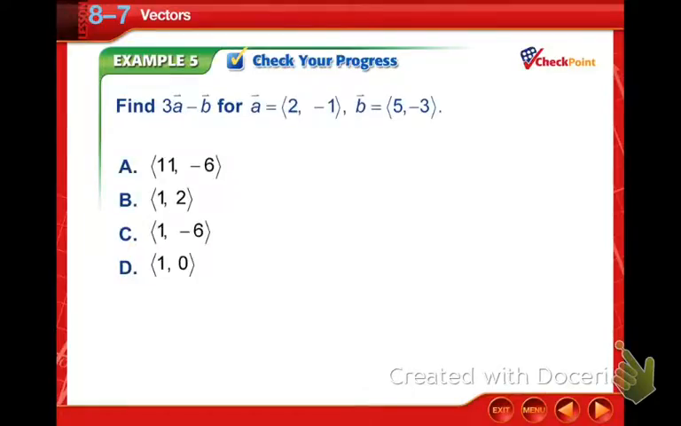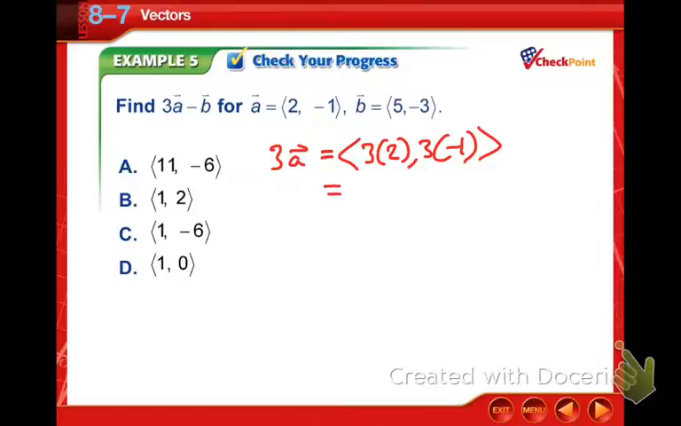Alright, so this one here, same idea, but now it's multiple choice. So we have our two vectors, and we want to do all this manipulation too. So we're going to multiply 3 times the a vector. So that's 3 times 2, and 3 times -1. So that is equal to 6 and -3.